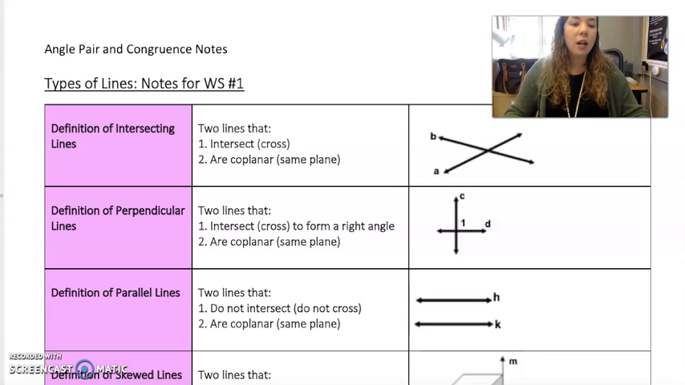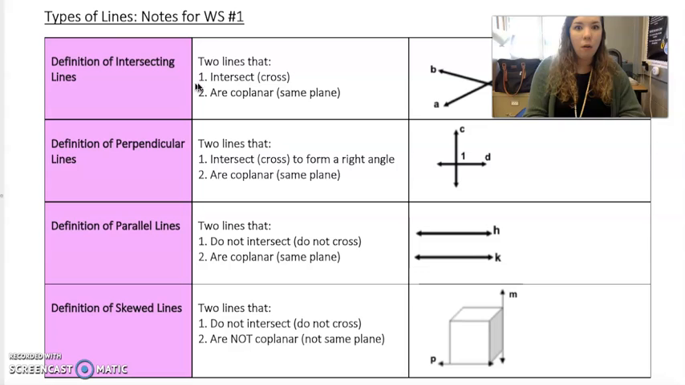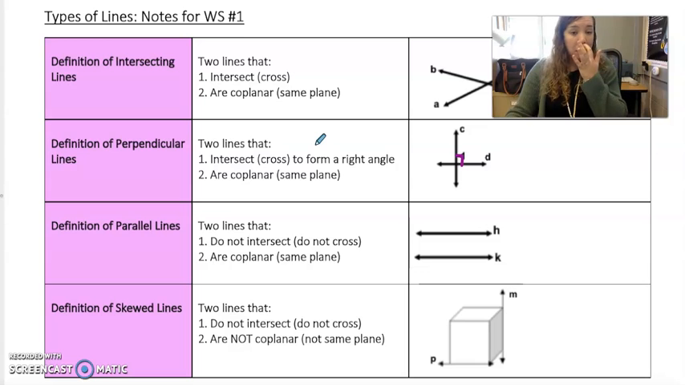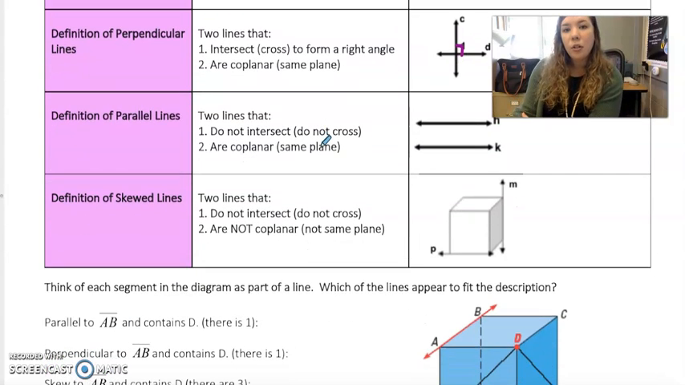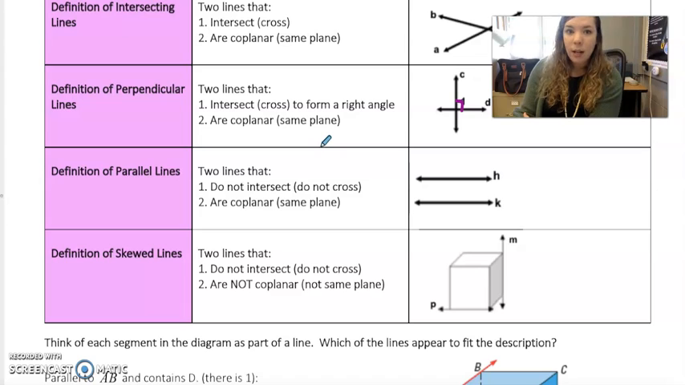The definition of intersecting lines: two lines that cross. Intersect means to cross. And they're also in the same plane. If they're on different planes, they're never going to intersect. Perpendicular lines are two lines that meet at a right angle, and they are also in the same plane. Again, if they're not in the same plane, they'll never intersect, and they would have to cross to be considered perpendicular. Parallel lines are two lines that will never cross, but are still in the same plane. So two lines really at the same angle, so they'll never intersect.